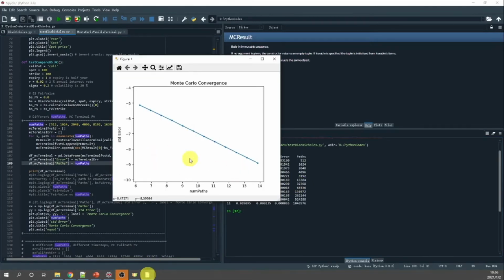If you take a look at the figure, it's very interesting. You can see that the log of standard error and the log of number of paths are almost on a straight line. If you take a look at the slope of this straight line, it's almost negative 0.5. So that is the convergence rate of the Monte Carlo simulation.